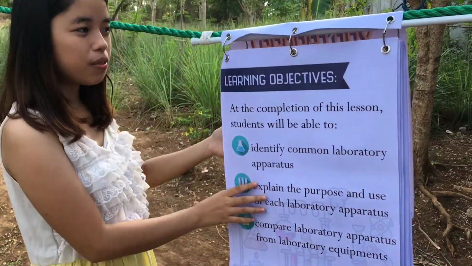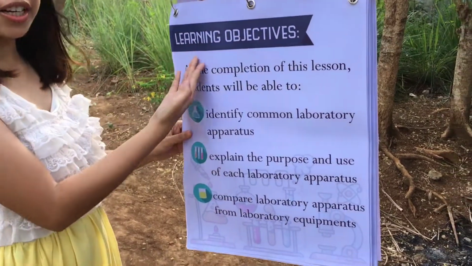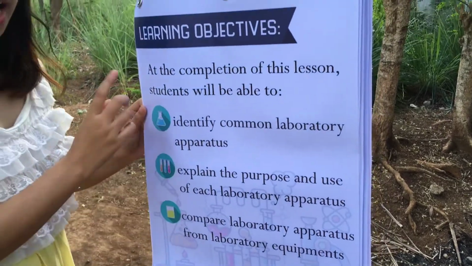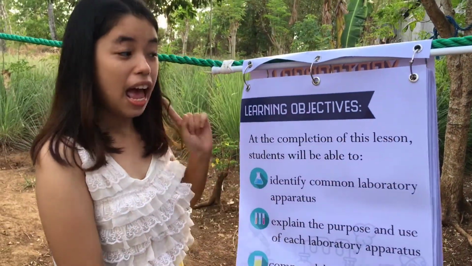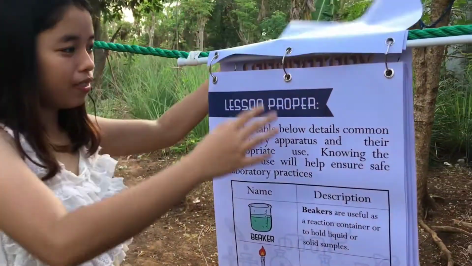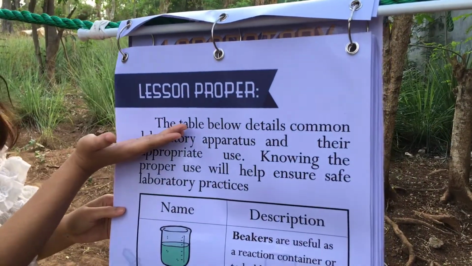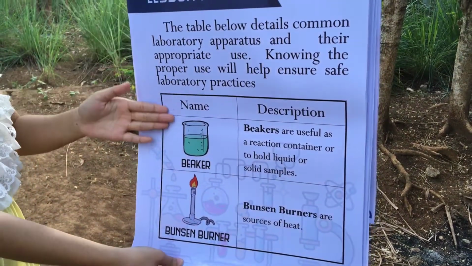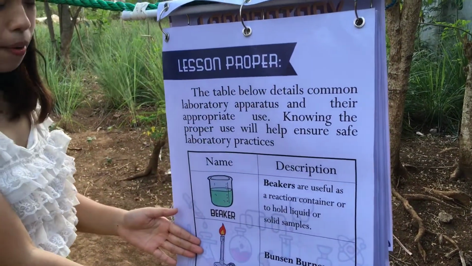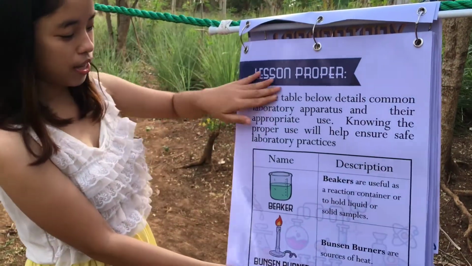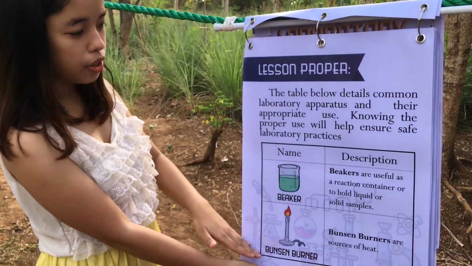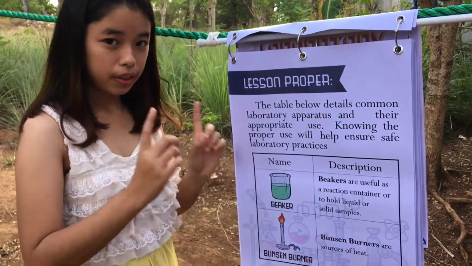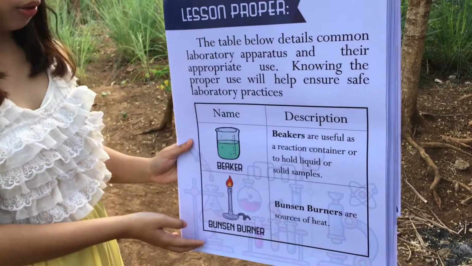The second page consists of the learning objectives. So these objectives must be met at the end of discussing the lesson. And after that is the lesson proper. Here and until the last page, we enumerated some basic laboratory apparatus, just like beaker, Bunsen burner. So in this flip chart, we used a table to explain each apparatus.